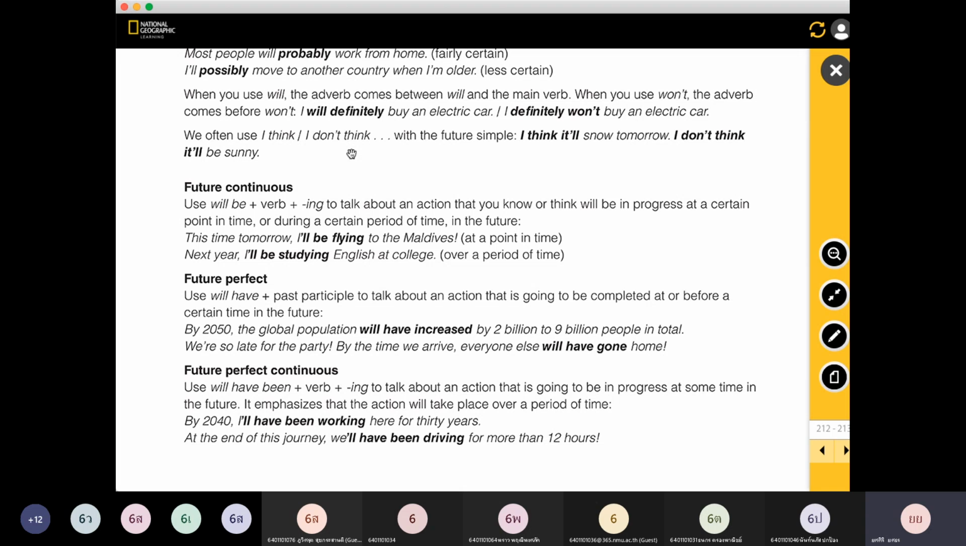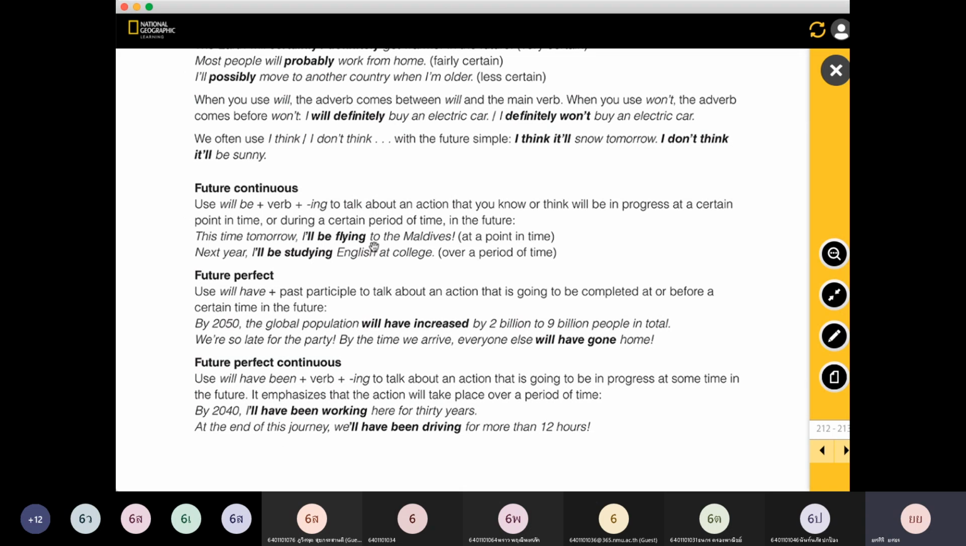I'm just giving you some idea of how to use this form in order to explain what will be happening in order to reach something, or in order to fulfill the exact amount of time in the future.